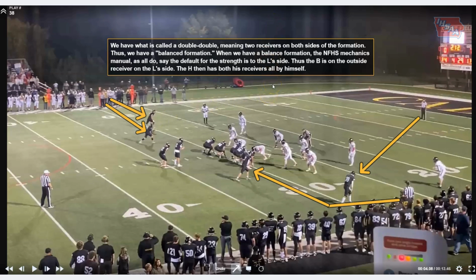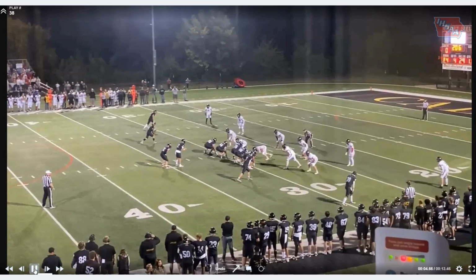When we have a balanced formation in all mechanics books, whether it be the IHSAA, NCAA, NFL, doesn't matter, by default, the strength of formation goes to the L side. Therefore, the back judge has the outside guy, line judge has the inside receiver. The H, you have both these guys. That's our initial responsibility. That doesn't mean we're going to stay with those guys the whole time.